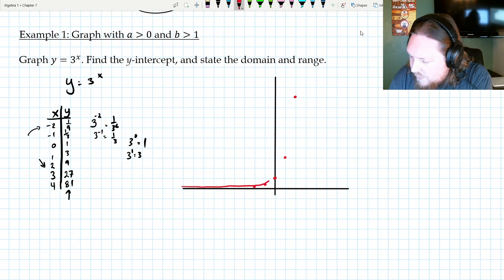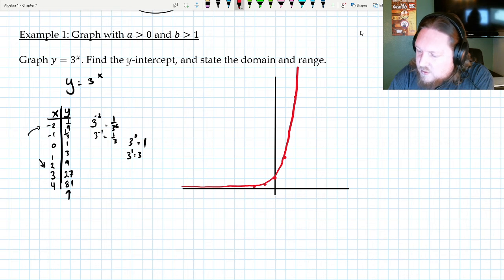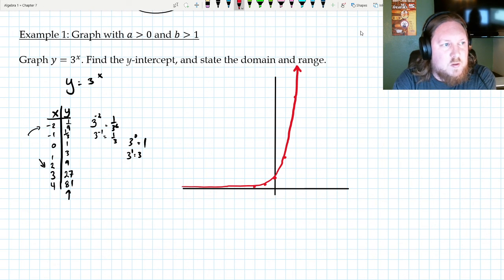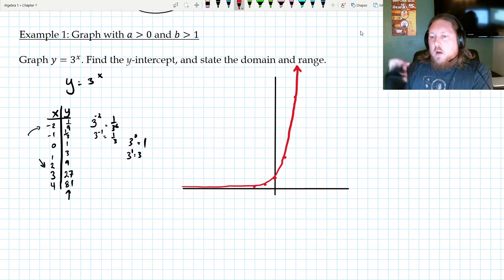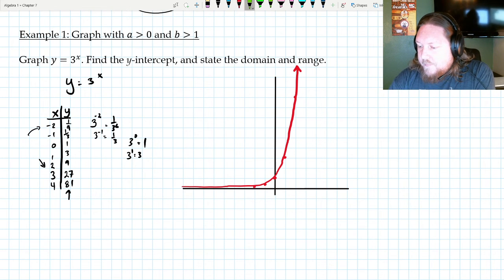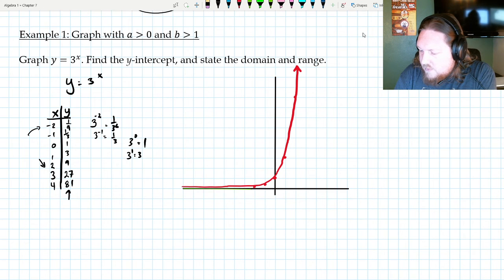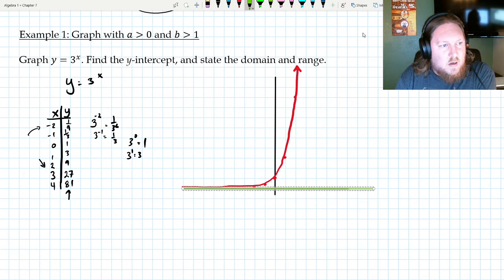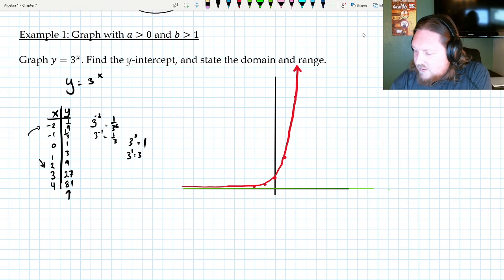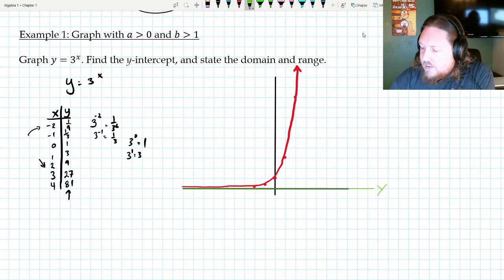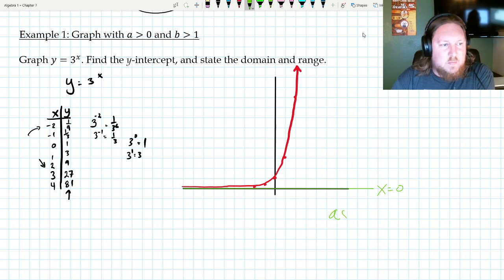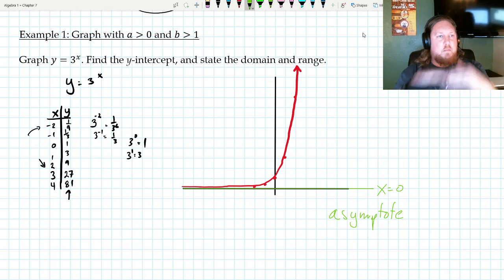It slowly builds, and then once it crosses that point there, it just shoots up super, super fast. An important thing to note here is this spot along the bottom. I'm doing it in a light green line here. It's almost impossible to see there. X equals 0, we call that an asymptote. It basically is a boundary line. The graph does not cross it.